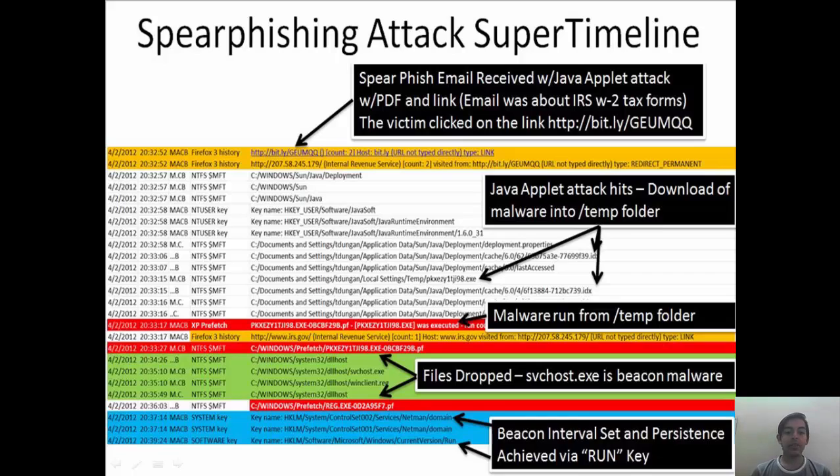Whenever we do something, everything is stored in logs. Each and every key I press on the keyboard, and everything I do on my computer, is basically stored in the registry logs. As you can see in this timeline, the spear phish email was received with respect to a Java applet attack, and you can see how the malware was run, from which folder, and how the files were dropped. So each and everything is basically logged.